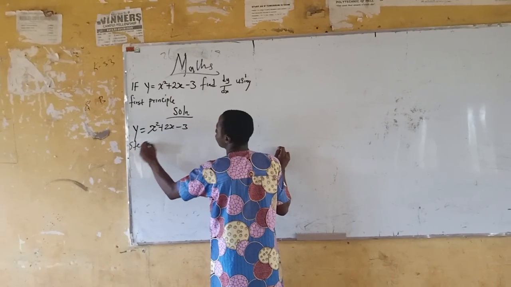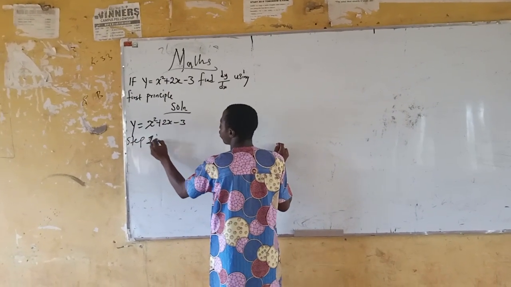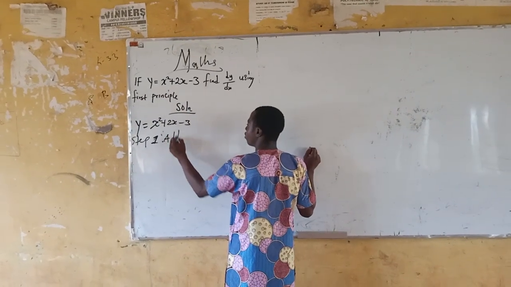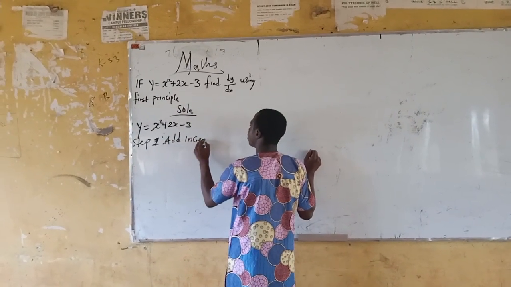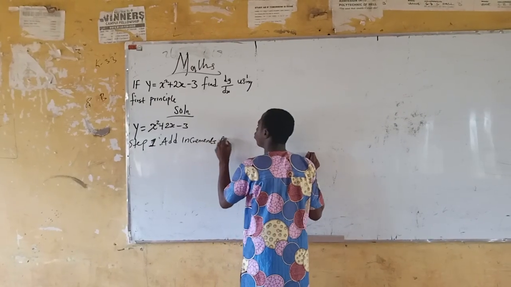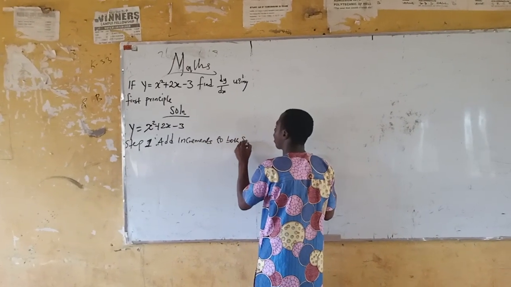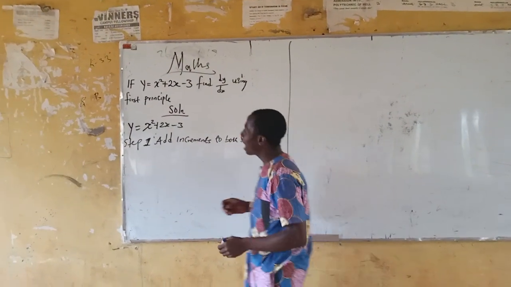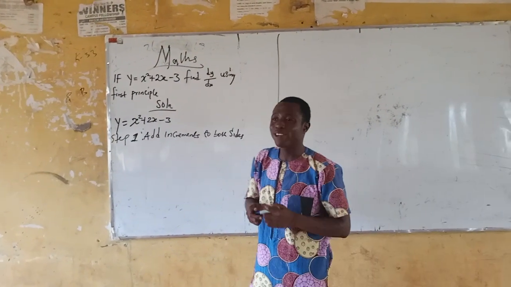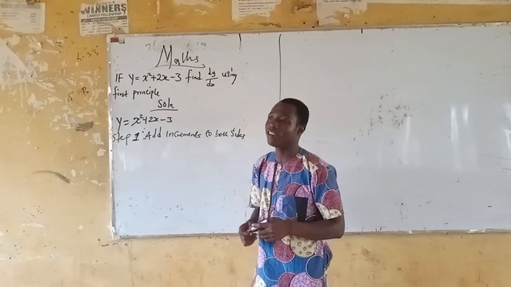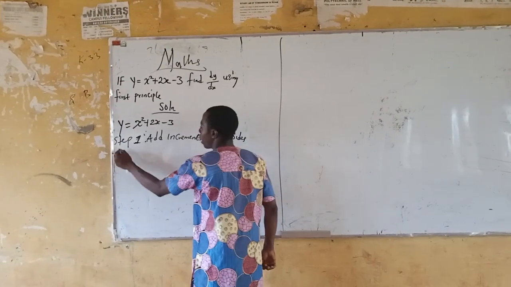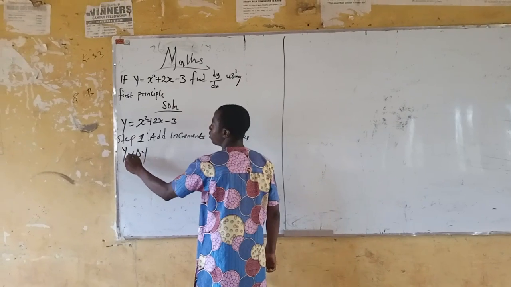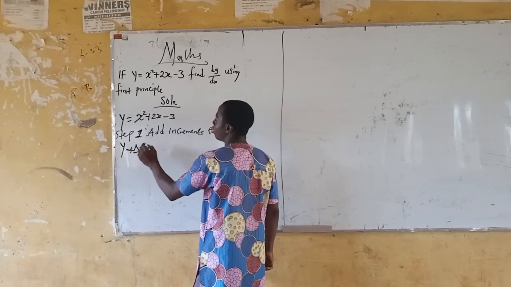Step 1. If you are solving using first principle, these are the steps you are going to follow. Step 1 is: add an increment to both sides. When we say the increment of x is δx, the increment of y is δy. So I'm going to say y plus δy. That is the increment of y. So we add δy to this.